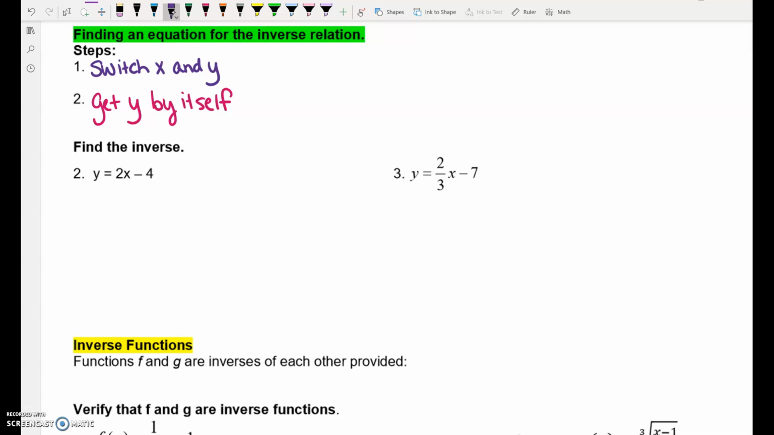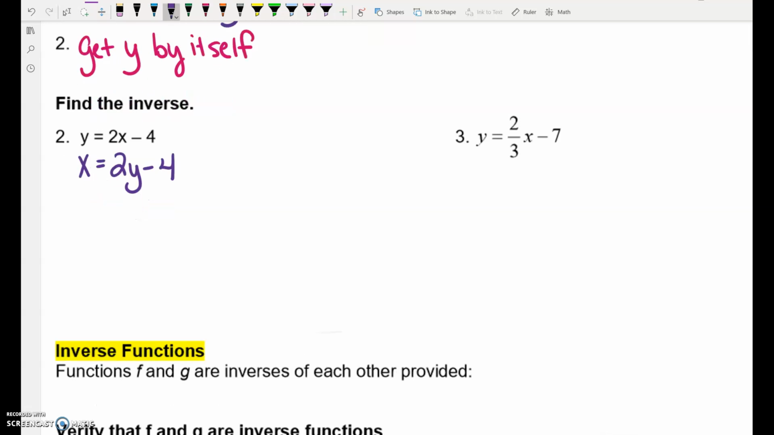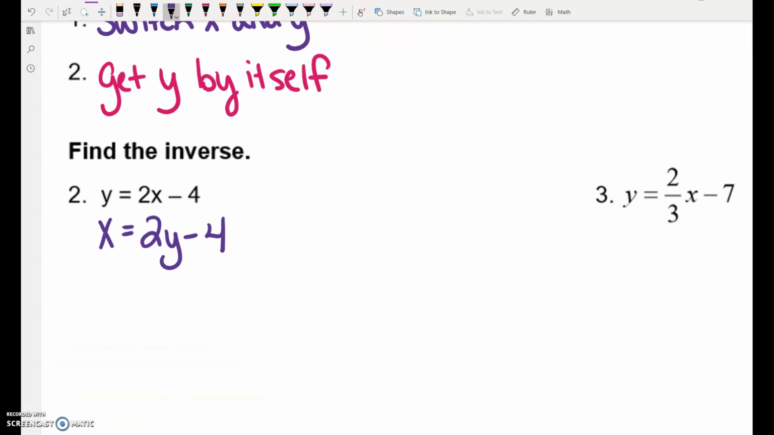Number 2, find the inverse. Our first step is switch x and y. So y becomes x, x becomes y. Then we need to get y by itself. What do you think we should do first to get y by itself? Add 4 on both sides. So we have x plus 4 equals 2y.